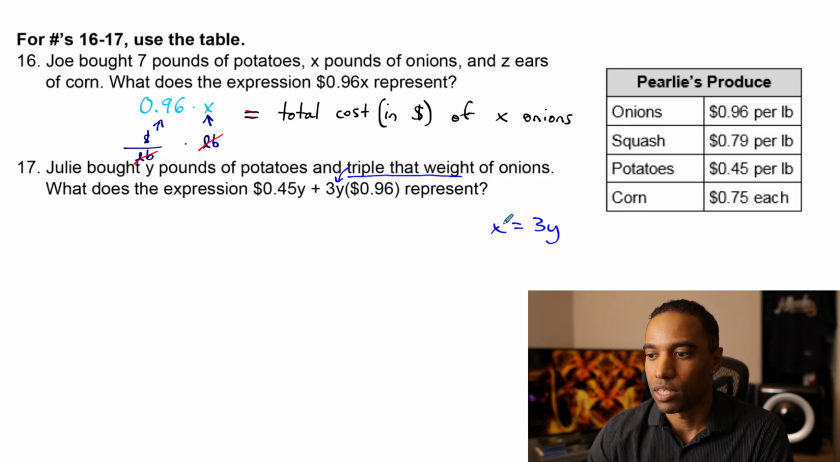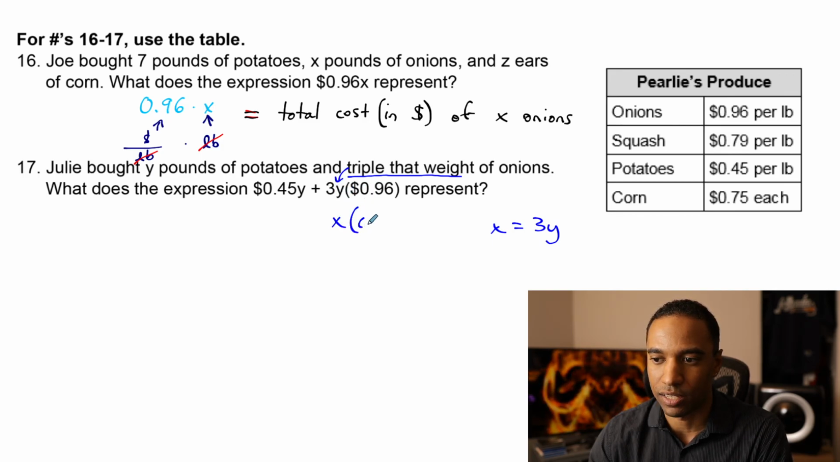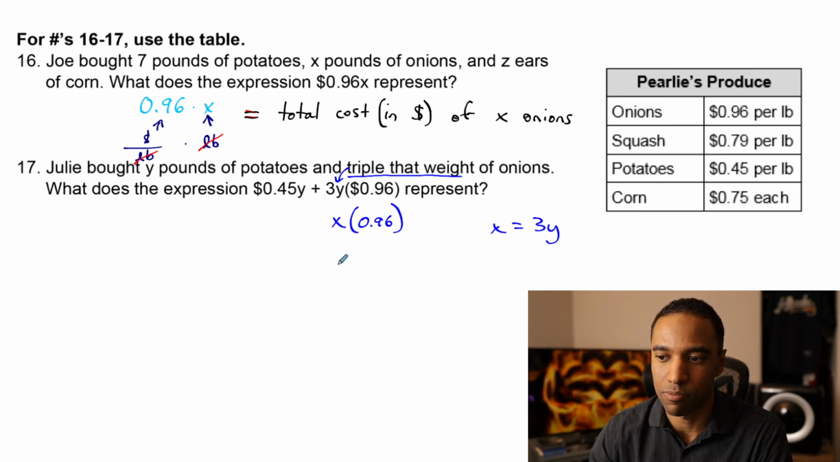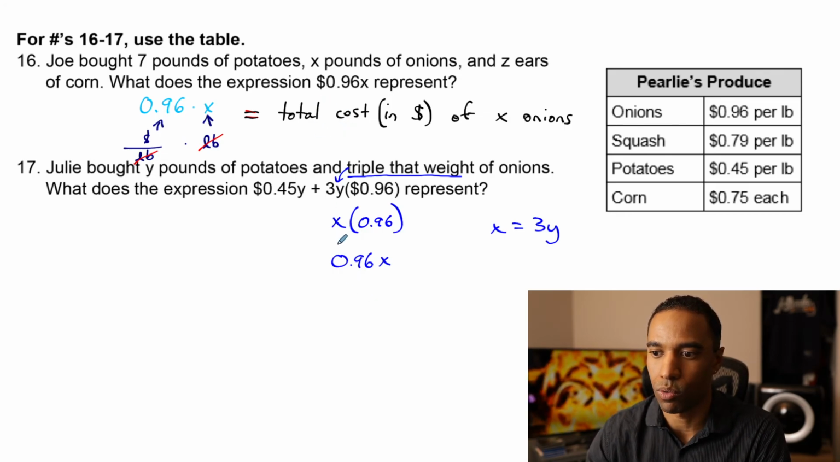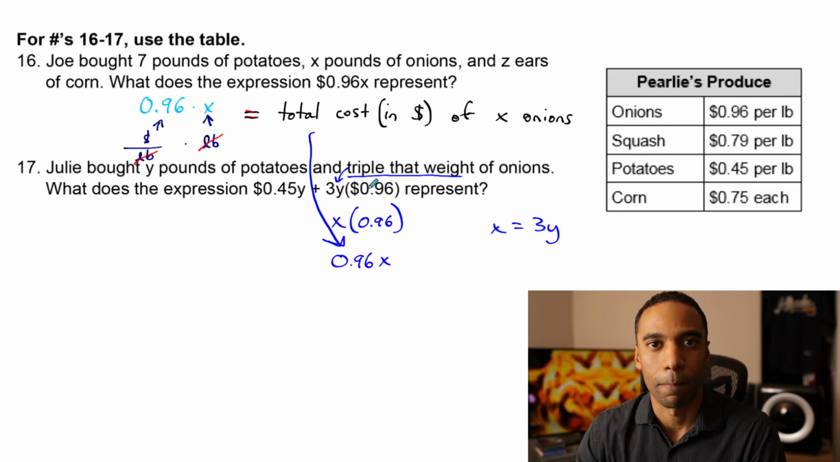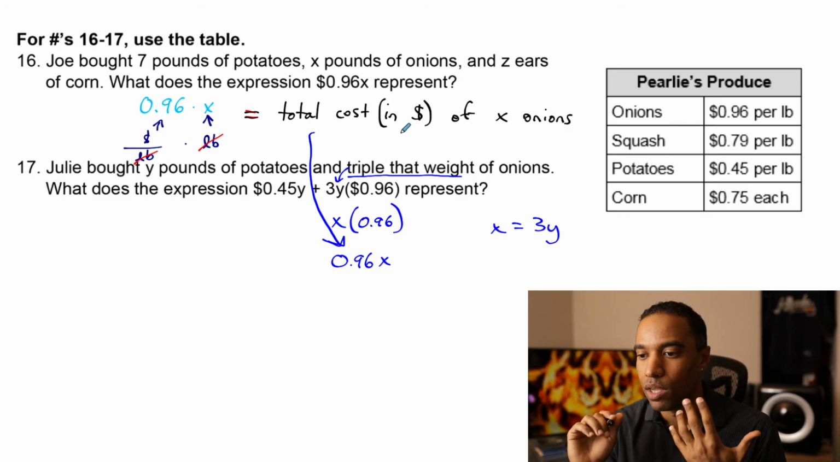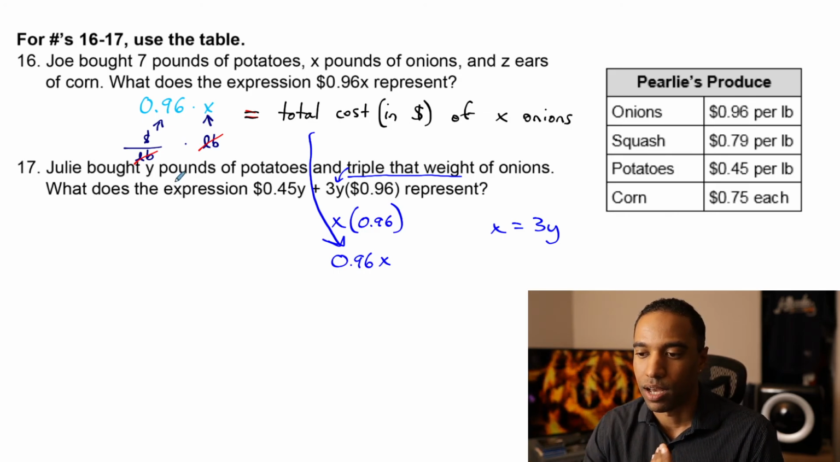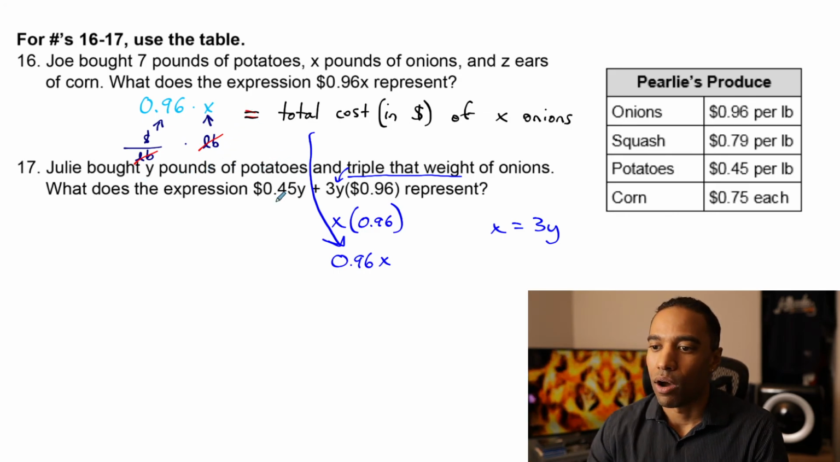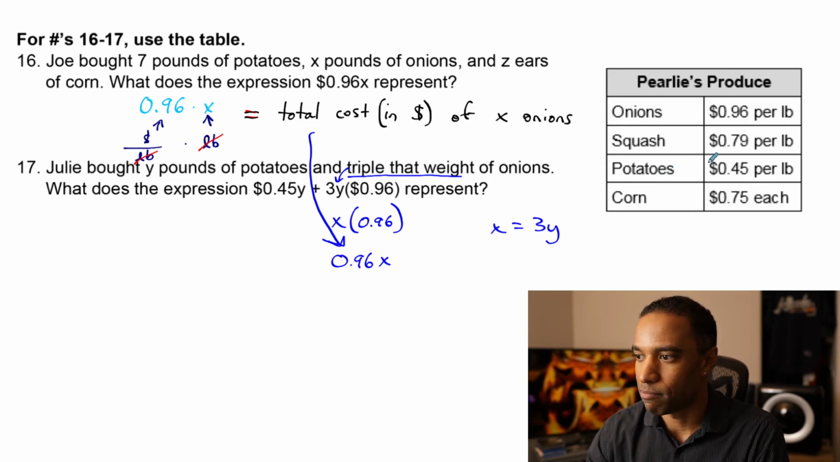So check this out. This is kind of important that I still use this though, because 3Y could have been written as an X, right? If X represents the pounds of onions here, X times 0.96 is 0.96X. What is 0.96X? Well, we've seen it before. It's total cost of X onions right there. It's the total cost of all the onions that you have, right? It's triple the amount of the potatoes that you have. Now, the 0.45Y is going to fall in the same vein here.